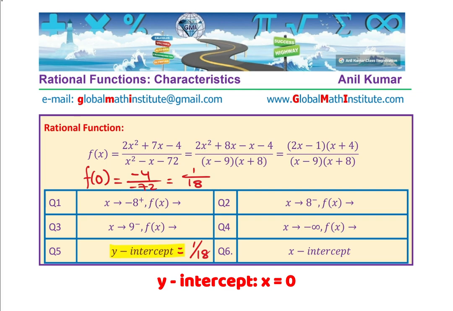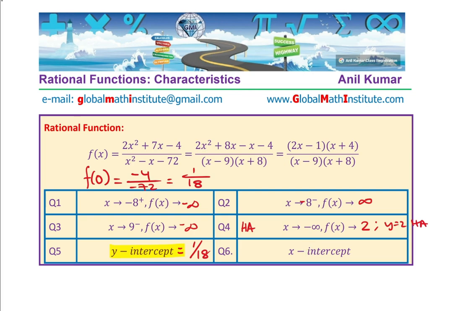So let's summarize. When x is approaching minus 8 from the right hand side, f of x was approaching minus infinity. But when you approach minus 8 from the left hand side, it was approaching positive infinity. For 9, from the left hand side, it was approaching minus infinity. And toward infinity, there is a horizontal asymptote, right? It was a ratio 2 over 1, which is 2. So we should write y equals 2, right? Y equals 2 is the horizontal asymptote.